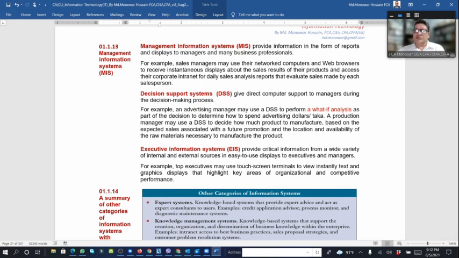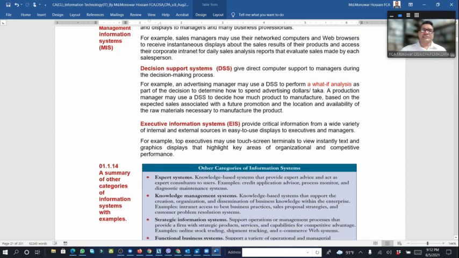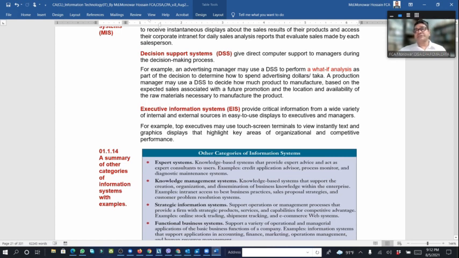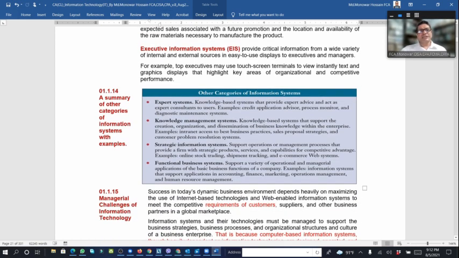Also at this moment, most organizations are using technology, and they have a dashboard, where they can view an overview of the main items and take decisions through the dashboard. And decision support system gives direct computer support to the managers during decision making. The executive information system provides critical information from a wide variety of internal and external resources in an easy to use display to executives and managers.